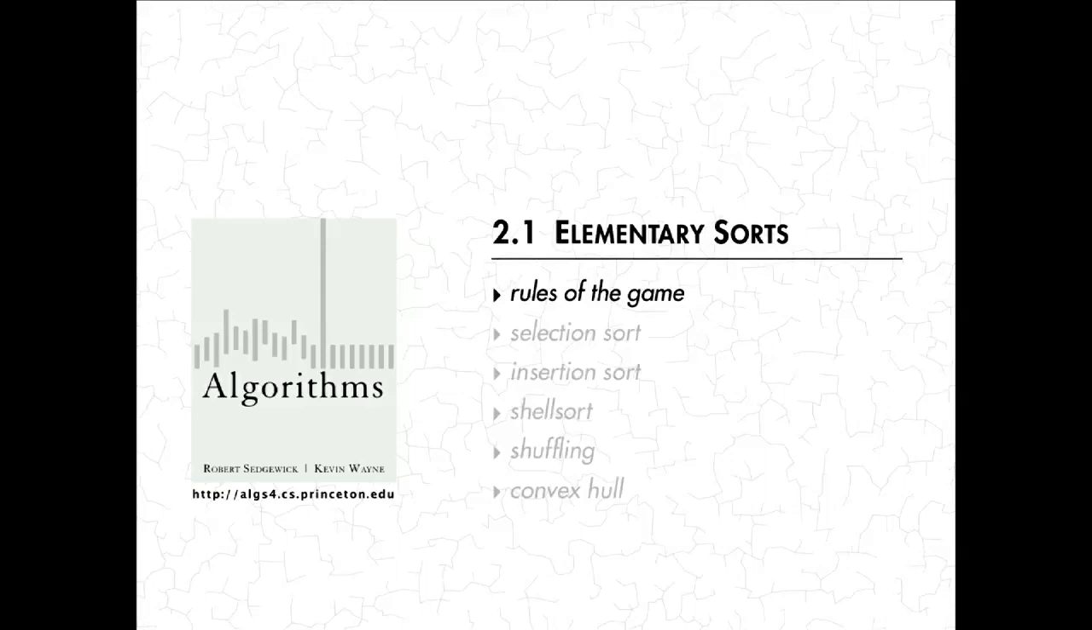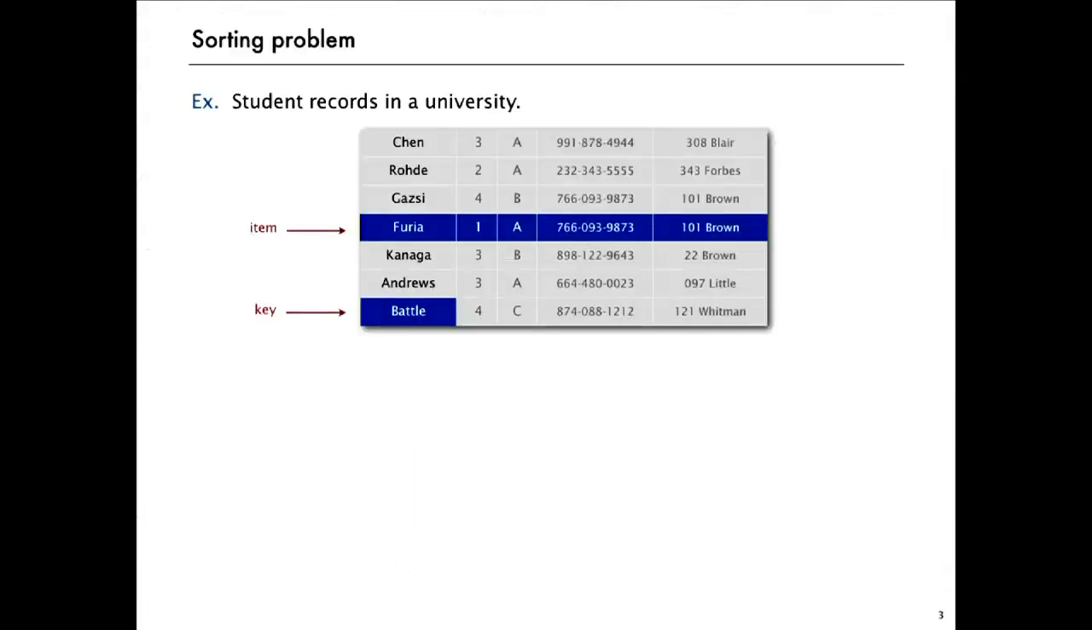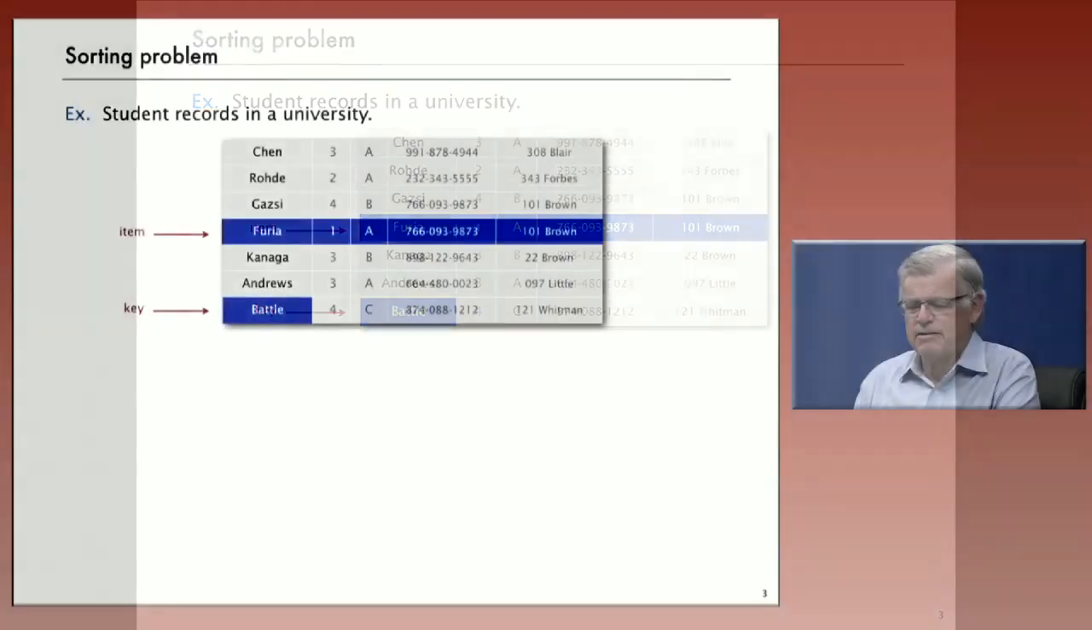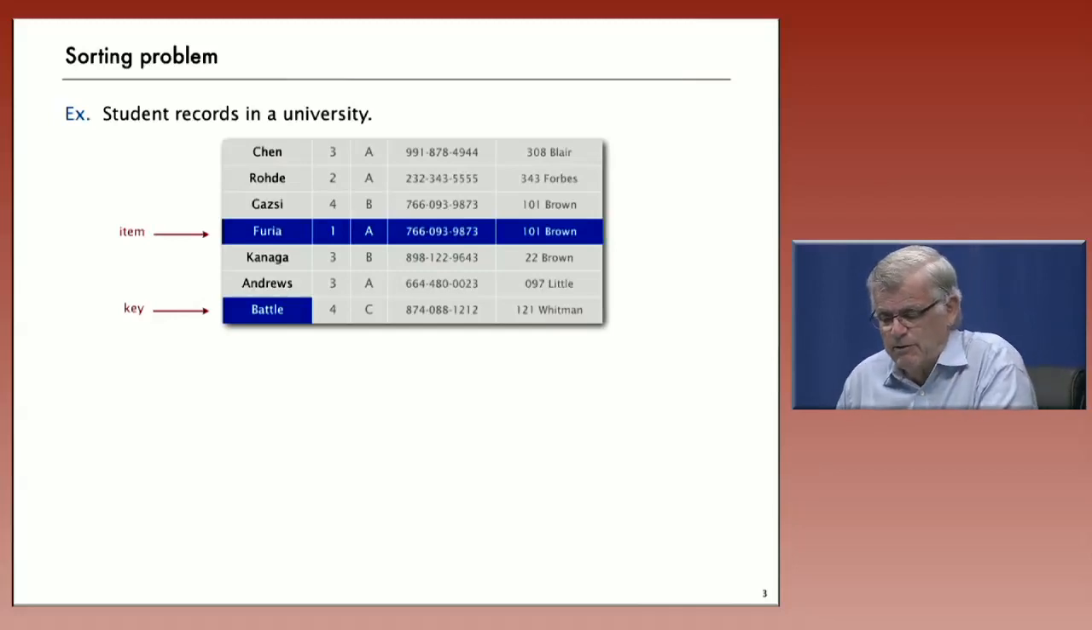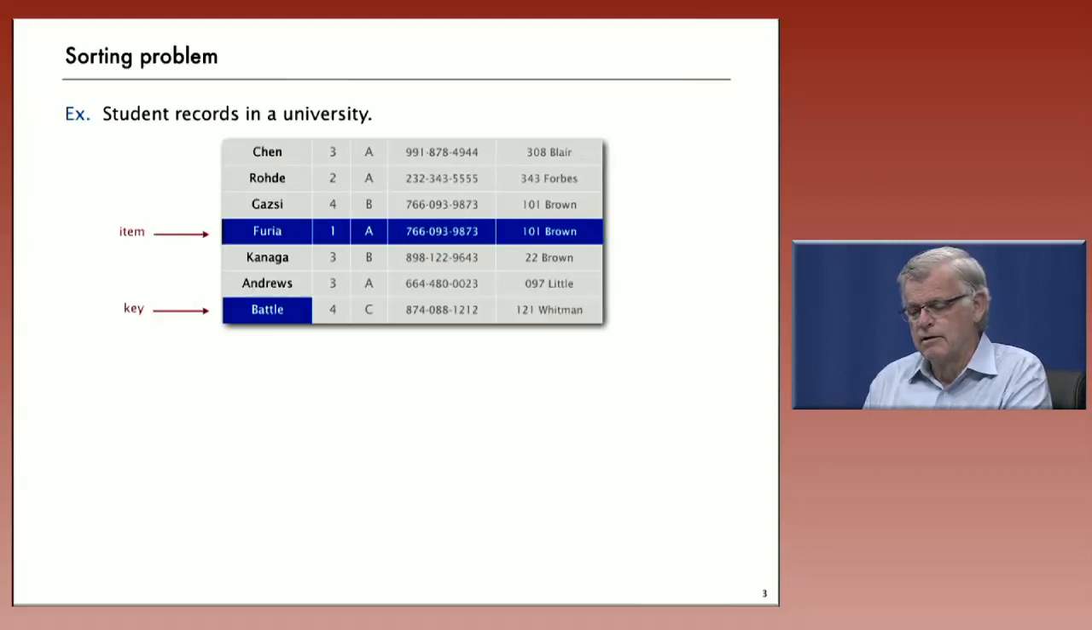Okay, what are the rules that we're going to follow? Well, here, let's start with looking at a typical basic sorting problem. Say a university has student records, and for every student, there's a certain amount of information. Maybe there's a class number, there's a grade, there's a phone number, maybe an address.